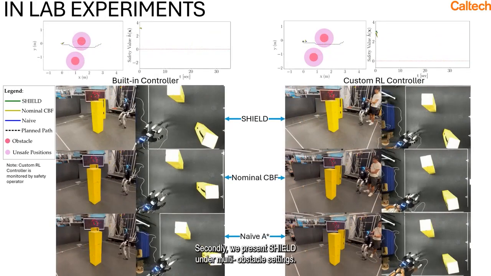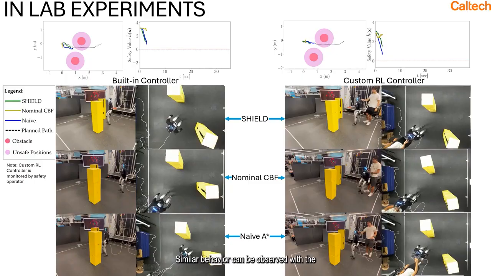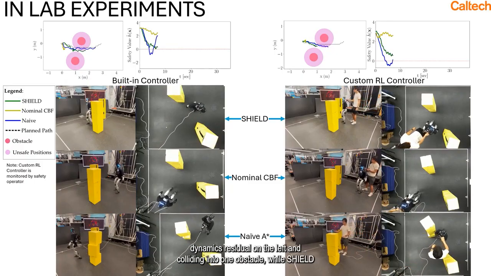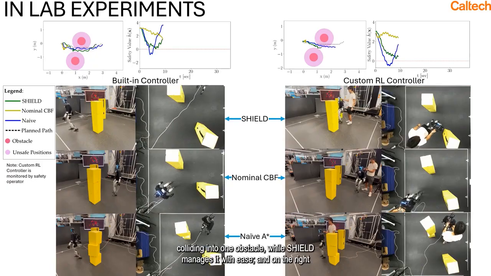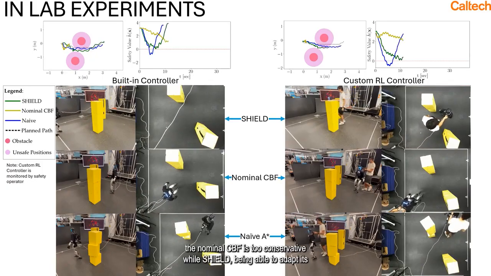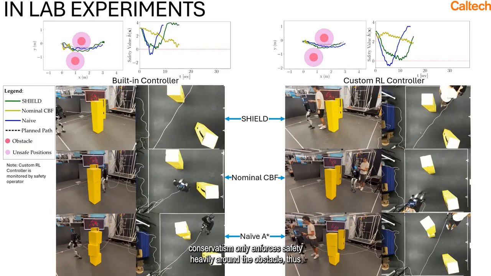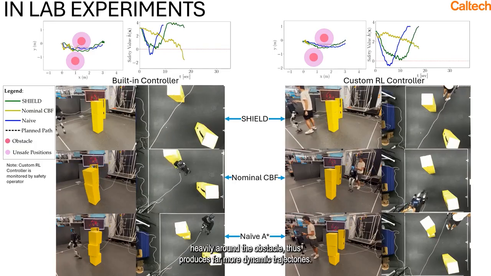Secondly, we present SHIELD under multi-obstacle settings. Similar behavior can be observed, with the nominal CBF not able to handle the dynamics residual on the left and colliding into one obstacle while SHIELD manages it with ease, and on the right, the nominal CBF is too conservative while SHIELD, being able to adapt its conservatism, only enforces safety heavily around the obstacle, thus produces far more dynamic trajectories.